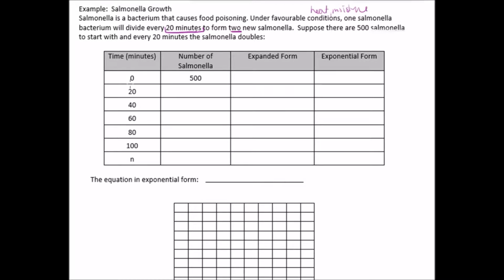So for example, for time 0, we start with 500, and then after 20 minutes it's doubled, so 1,000. And then another 20 minutes, it goes from 1,000 to 2,000. Then another 20 minutes, it goes to 4,000. And 4,000 doubles to 8,000. And 8,000 doubles to 16,000, sorry.